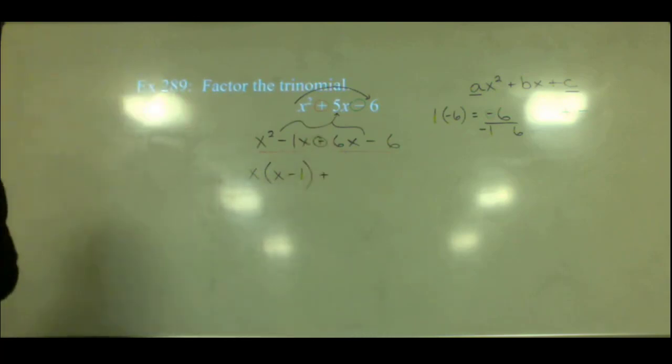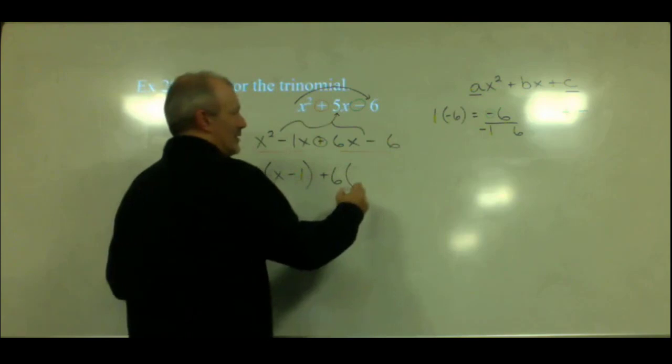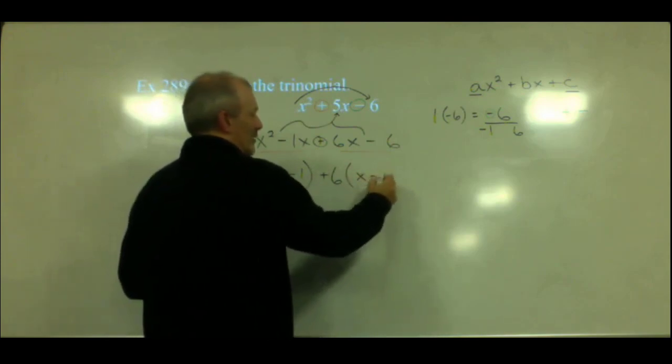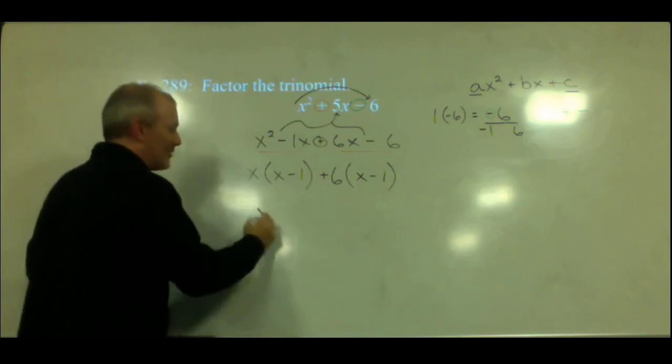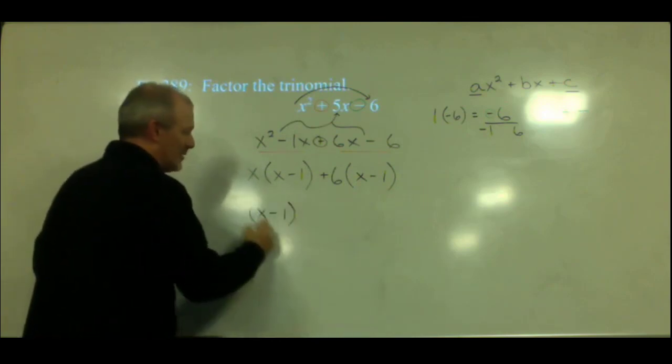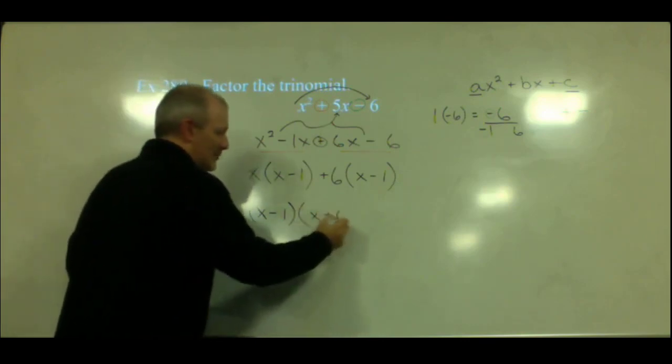And then what can we factor out of the second group? A 6. And what will be left when we factor out the 6? X minus 1. Correct. And again, it should be the same, right? So now we can factor out an x minus 1 from both of these. And what is left? X plus 6.